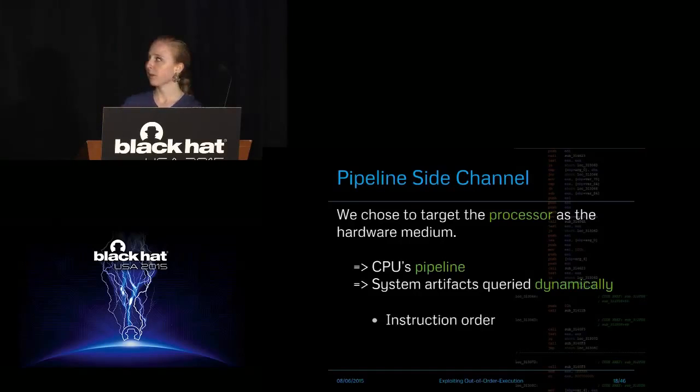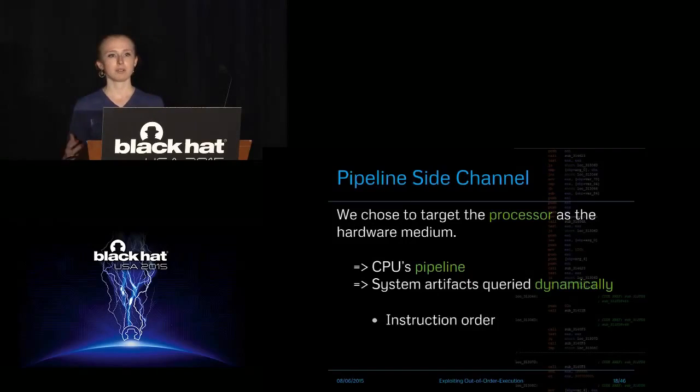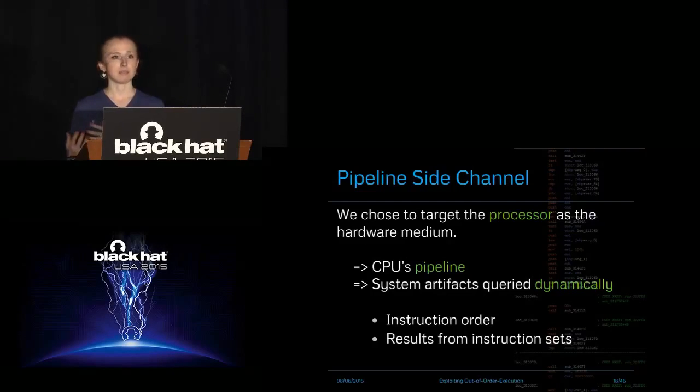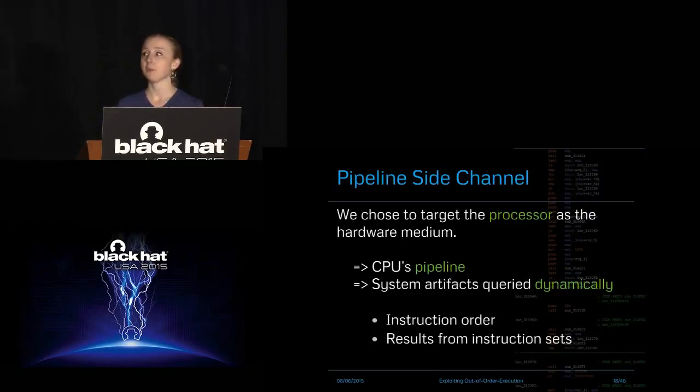So all we know is we can give the pipeline an instruction set order. So our process's instruction set in a certain order and feed it to the pipeline. And we know that we can get the results from the instruction set at the end of the execution. So when the processor is finishing executing it, it feeds us back the results, and we have those. And those are the only two things we know.